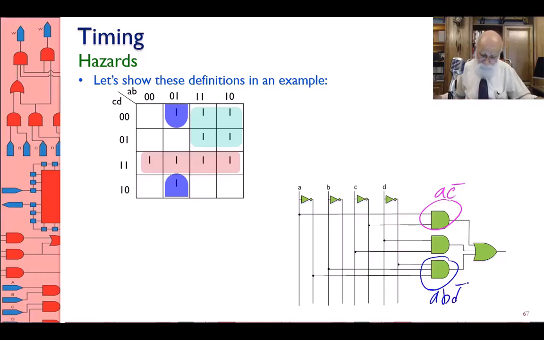And then the other one is CD. CD is this one. So this is CD. This is A bar C. And the other one is A, B, D bar.